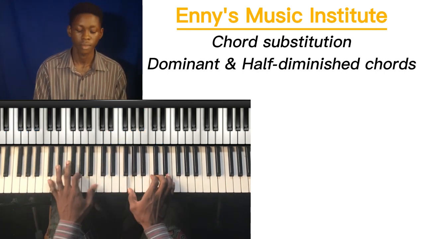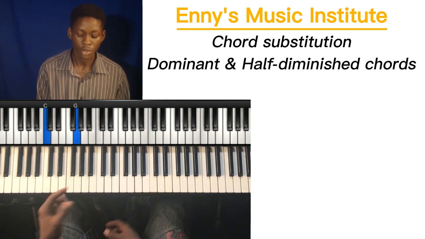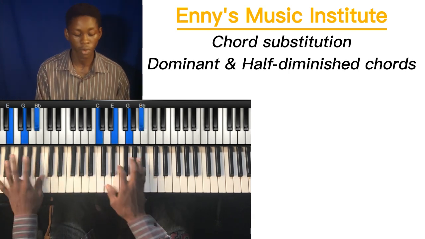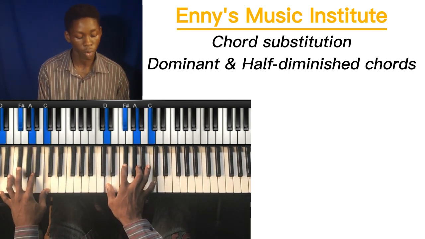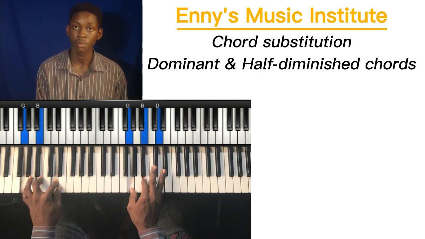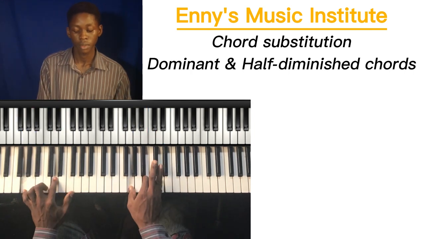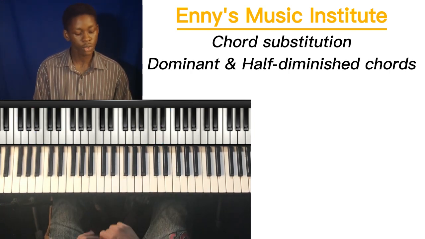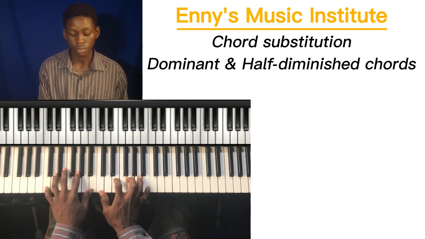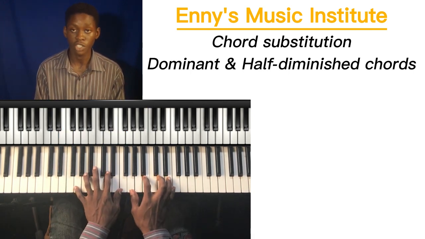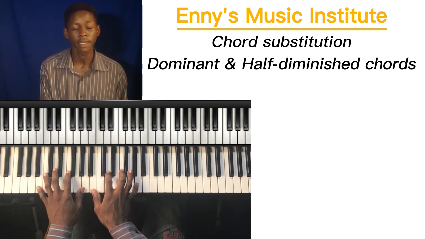Alright, so that's how easily you can substitute. You can substitute a C dominant for E half diminished. You can substitute a D dominant, which leads us to our G major, for F sharp half diminished. And if you want to play your normal primary dominant, you would play a G dominant. Play something like this. You can substitute that for a B half diminished.